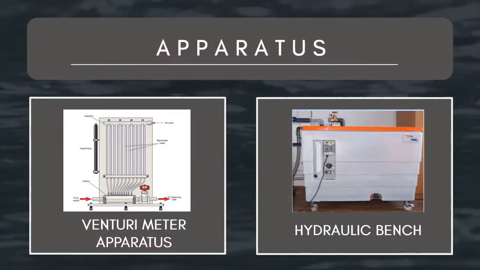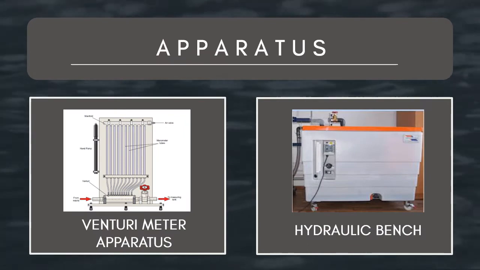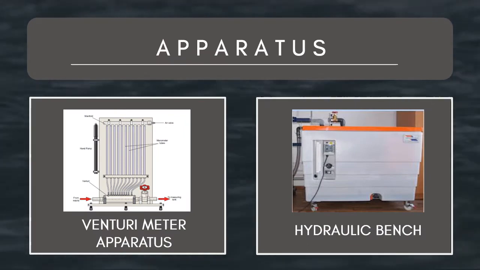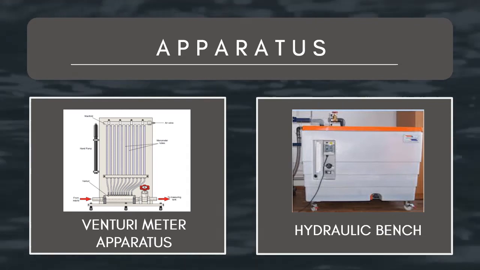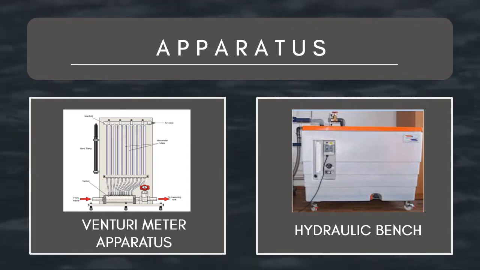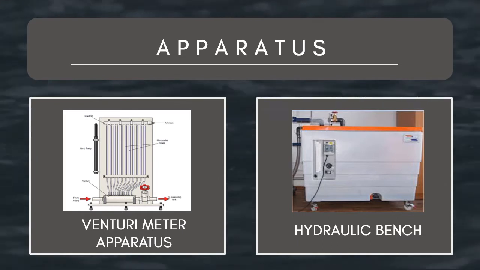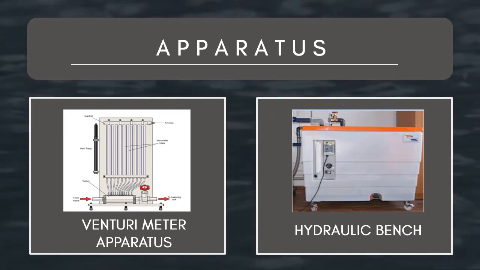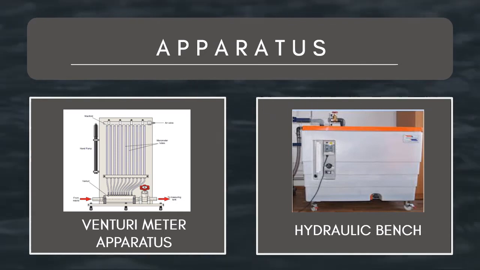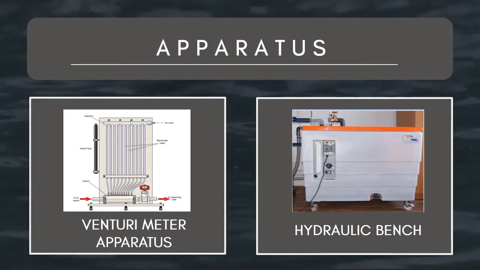And for the apparatus, we will need a Venturi meter apparatus, which is used to calculate the velocity of fluid running through a pipeline, and a corresponding pressure drop from which the flow rate can be deduced. Then, the hydraulic bench. It will be used to provide a continuous and controlled supply of water in conducting the experiment for the Venturi meter.